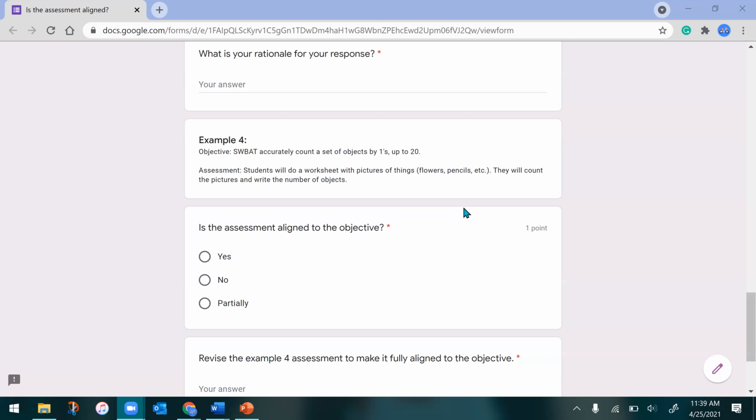So on this one, I would actually give this a no, even though it feels like a partial. There are just too many problems here between the worksheet having pictures and not a set of objects, and also the action of writing the proper number. I could think that a student couldn't properly count if they wrote the wrong number, when actually maybe they properly counted, they just wrote the wrong number. I hope this helps as you're learning about aligning assessments.